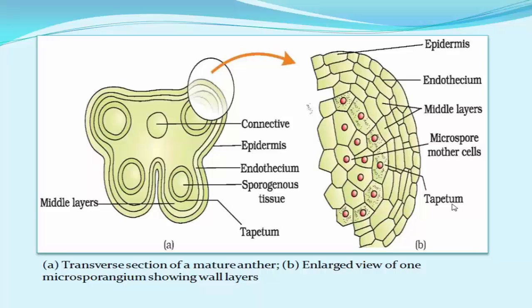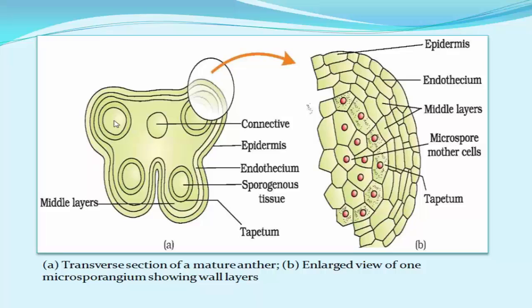But among these, the one important function that you should remember is that it provides nourishment for the developing pollen grains. So this is an enlarged view of one microsporangium with all its wall layers. When the anther is young, here, this is the wrong term, actually it is a transverse section of young anther, sorry for that. In the center of the microsporangium, there is a mass of diploid, homogeneous cells.